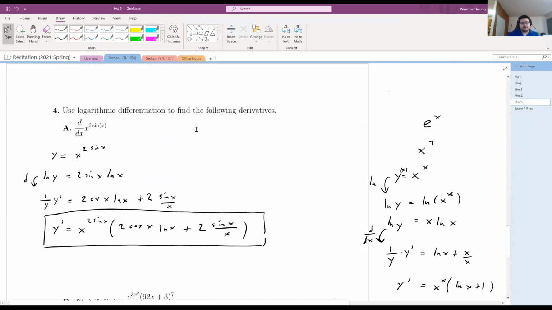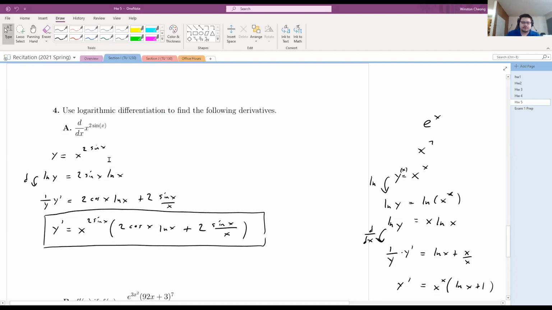Yeah, 4a. So when you stare at this function, you realize you have x in the base and x in the exponent. So you can't use the other two rules. You can't use the power rule. You can't use the exponential rule. You're forced to use logarithmic differentiation in order to differentiate this function.